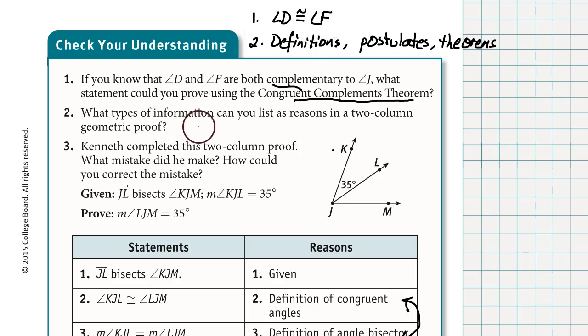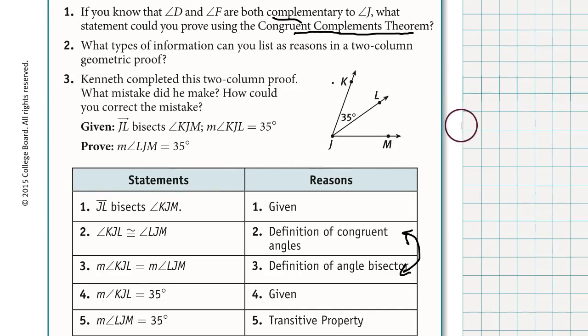Number 2, what types of information can be used as reasons in a proof? We can use definitions, postulates, and theorems. Number 3, Kenneth completed a 2-column proof, but he made a mistake. How can we correct the mistake?